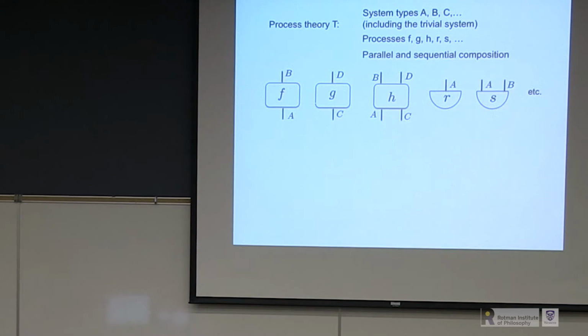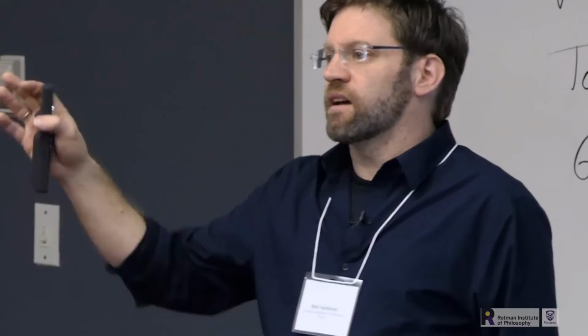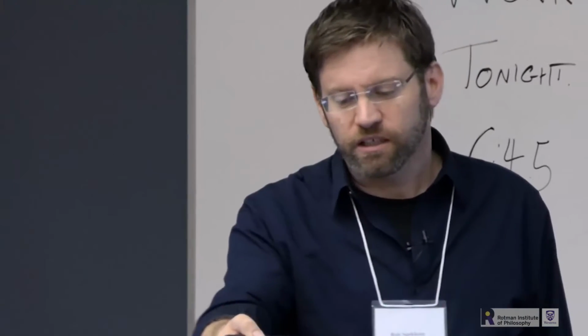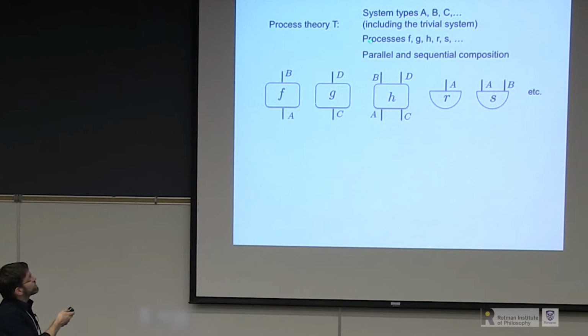So you start with what I'll call a process theory. The idea is you have some systems that maybe have different types, which I'll label A, B, C. In the context of this talk, we might be talking about a spin-a-half system or a spin-1 system, which have different representations of the rotation group, or maybe a system with one type of Hamiltonian or another type of Hamiltonian. So there's a distinction among types of systems. And then you have a whole bunch of processes you might implement. F, for example, could be a process from A to B, and so on.